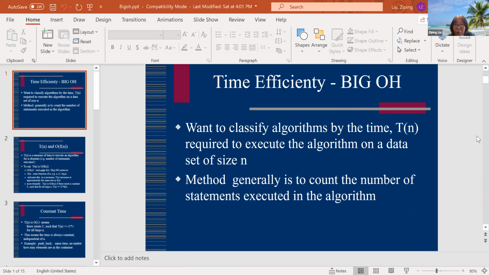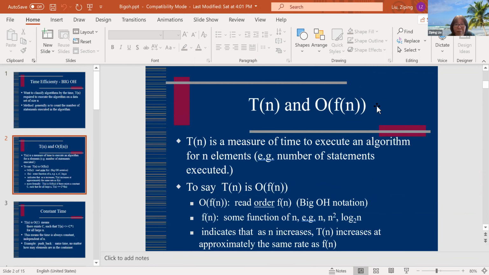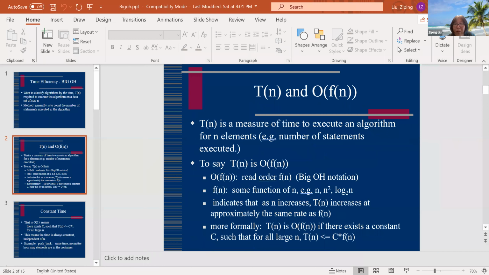Okay, then let's go to the second slides. So we just discussed T(n). This T(n) measures the time to execute an algorithm for n input data. But here, like I said, we measure the number of statements being executed.